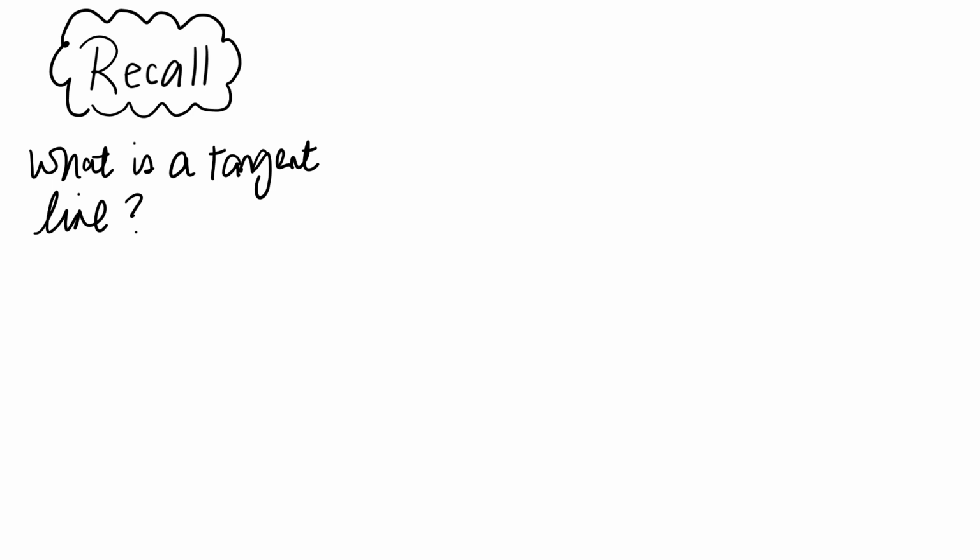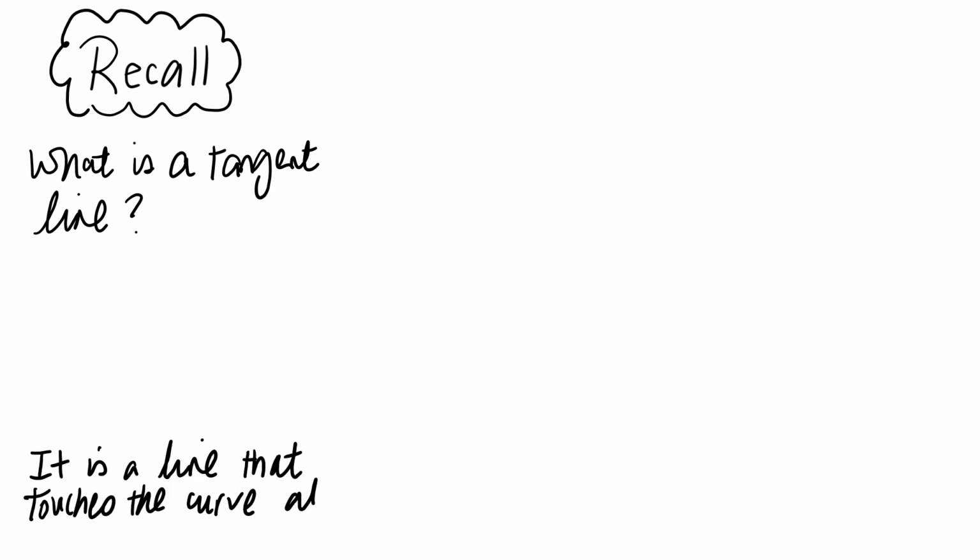All right, hi students. Before we get into the actual business of differentiation, let's do some recall. First of all, let's try to recall what is a tangent line. A tangent line is a line that touches the curve at only one point. Let's look at some examples.